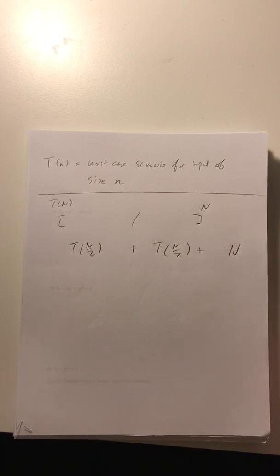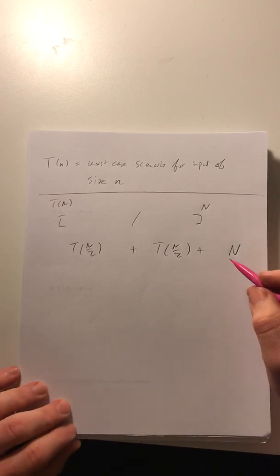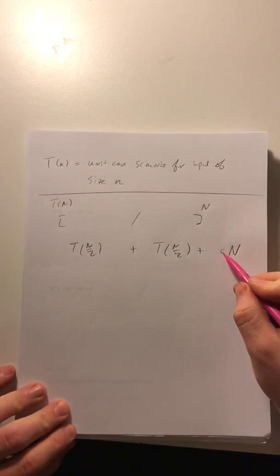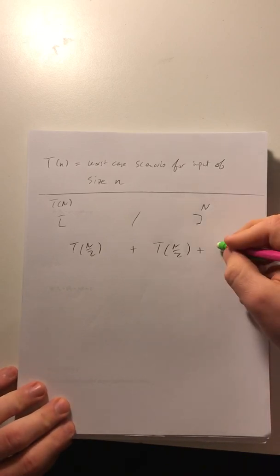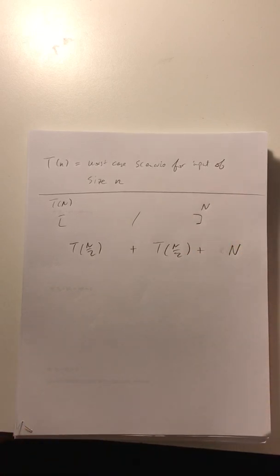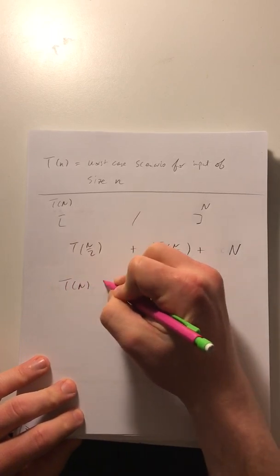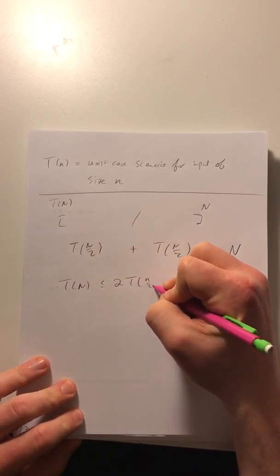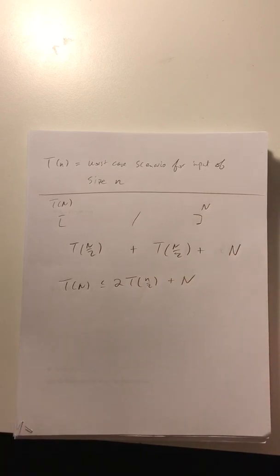If you want to be really careful, you have to worry about other operations besides comparisons. So you might end up with a constant here, but that constant doesn't change the asymptotic nature of what we have. It doesn't really change the correct upper estimate in terms of big O notation, if you know what that is. And so we end up with Tn is less than or equal to 2 T of n over 2 plus n.